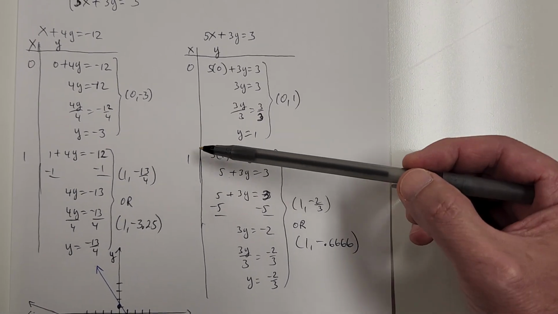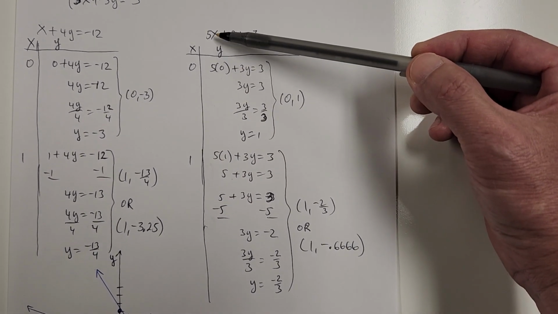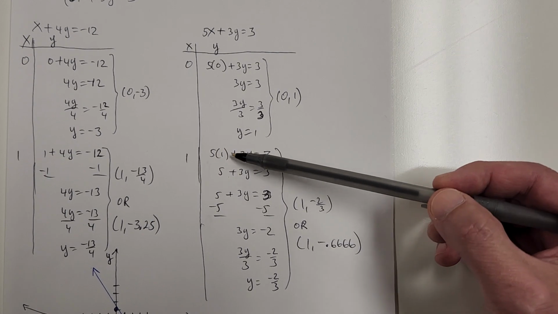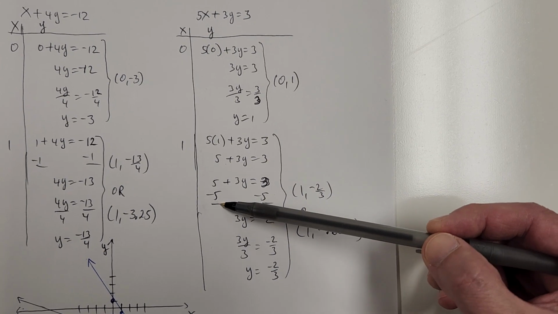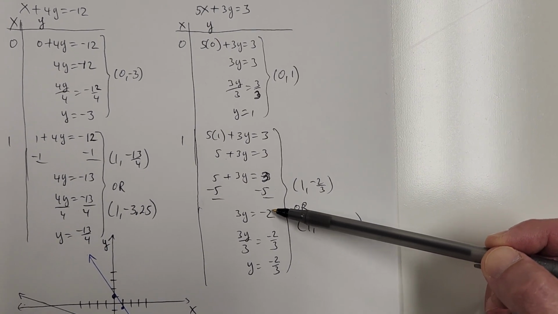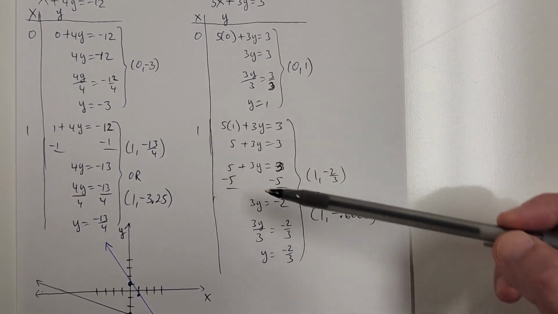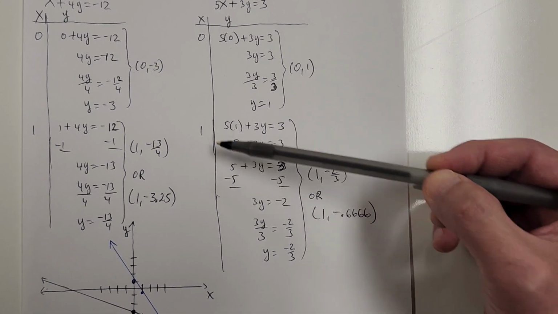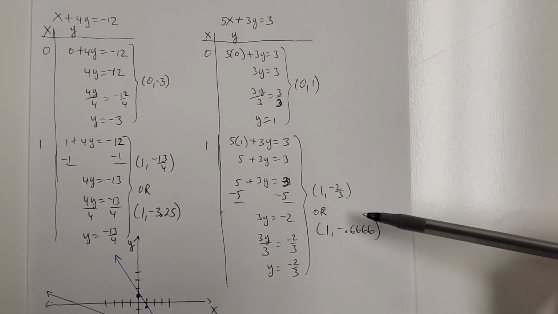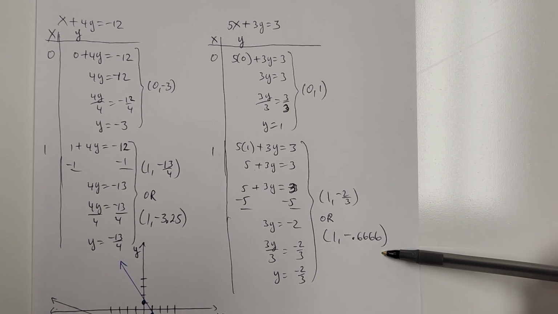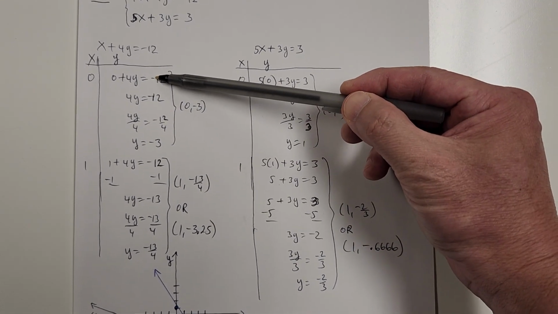Next put 1 in for x. This right here is my x, put 1 in. So 5 times 1 gives me 5, and then I get 5 plus 3y = 3. Subtract the 5 over, I get -2. Divide by 3, I get -2/3. So my second point is (1, -2/3), or you can have it in decimal, which is -0.6666.